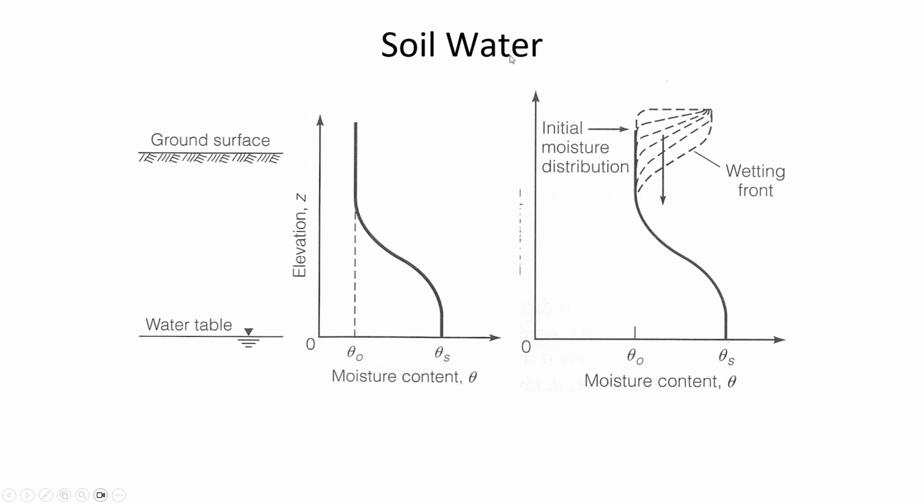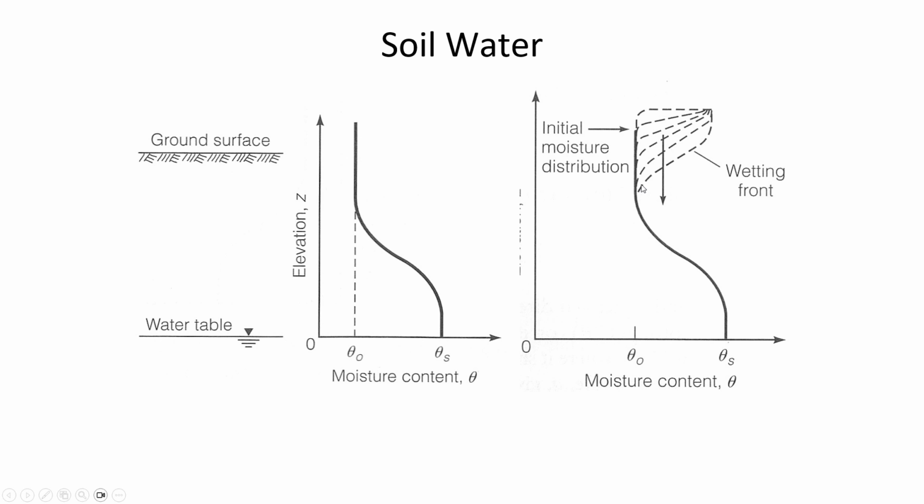And then as it rains at the surface, there's a wetting front that initially is fully saturated only at the surface, but then over time it's fully saturated at a greater depth. And so the wetting front is going downward. This is the real curve of the wetting front.